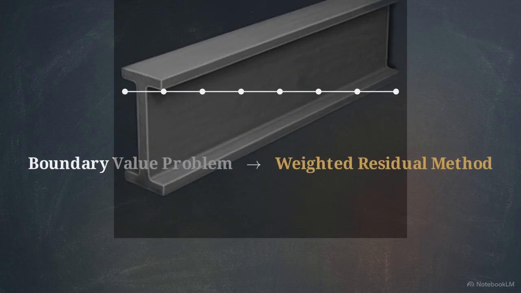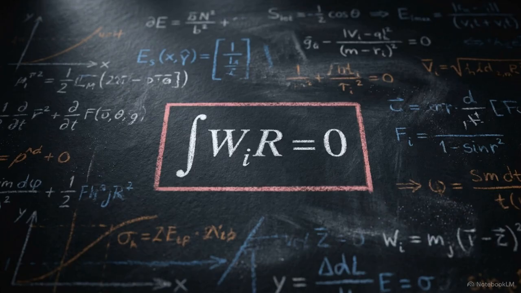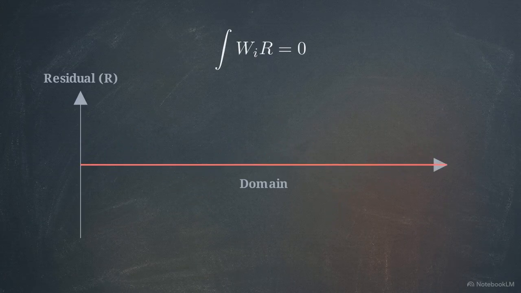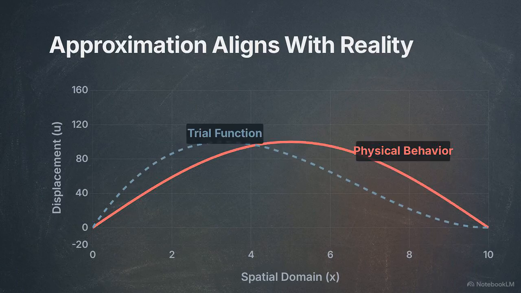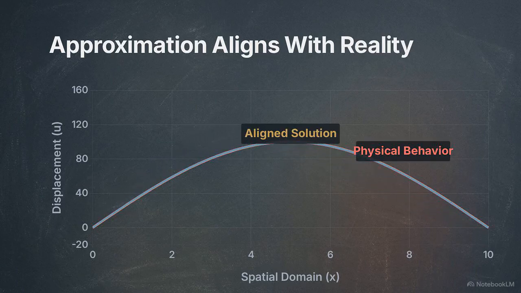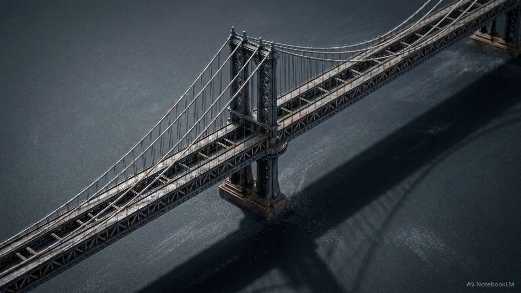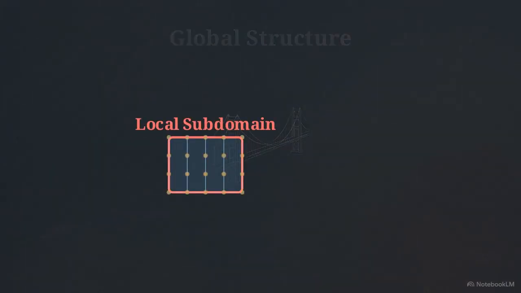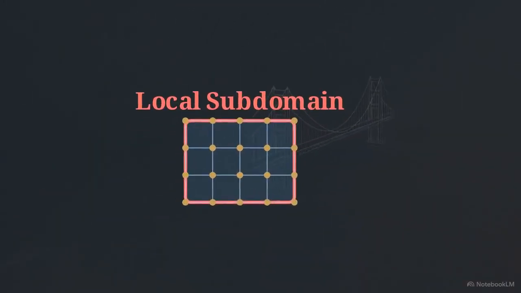Because our numerical approximation isn't perfect, plugging it into the original differential equation leaves a residual, a leftover error that isn't quite zero. The Galerkin method provides a mathematical strategy for handling this error. It ensures the weighted average of this residual is zero across the domain, forcing our approximation to align with the physical behavior of the material. What distinguishes FEM is how we apply this math. Rather than attempting a global solution for the whole structure, we apply the Galerkin method locally across smaller, isolated subdomains.